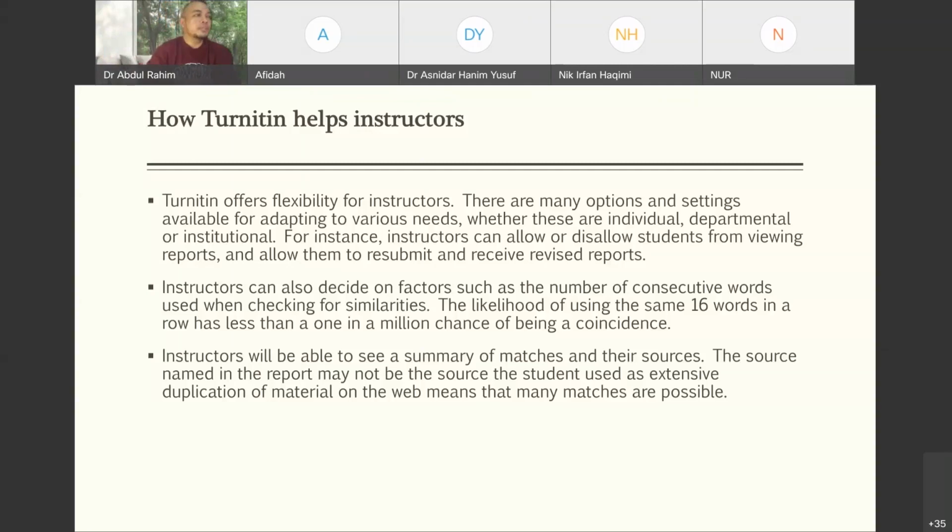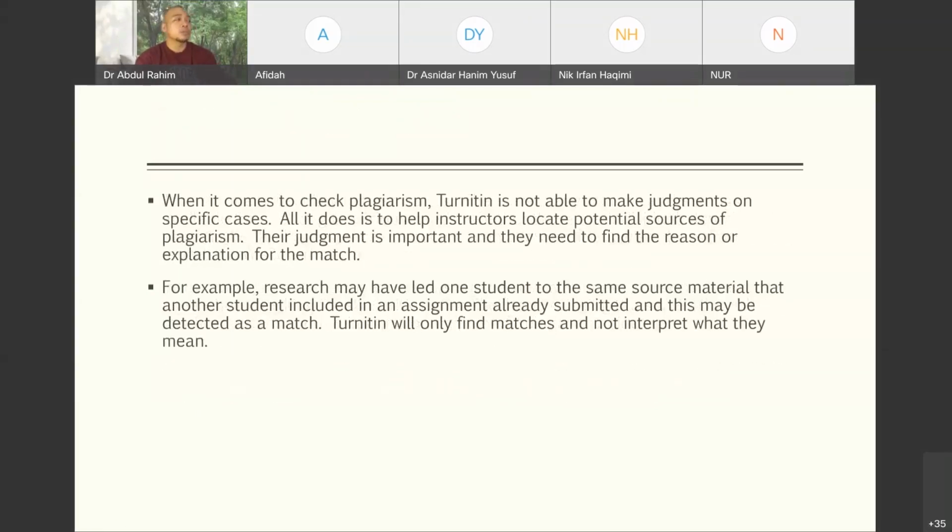Instructors will be able to see the extent of the student's use. Extensive duplication of material on the web means that many matches are possible. So matches can happen if it was uploaded earlier and so on, or maybe the student has taken another person's assignment and so on. So this software still has all these weaknesses that can happen without us, as lecturers, realizing.